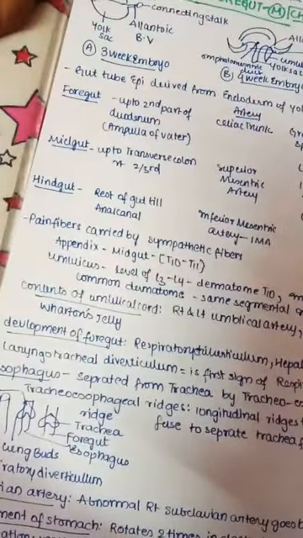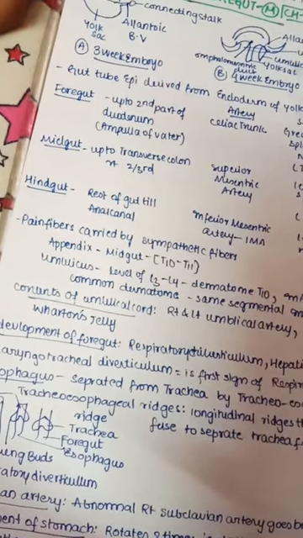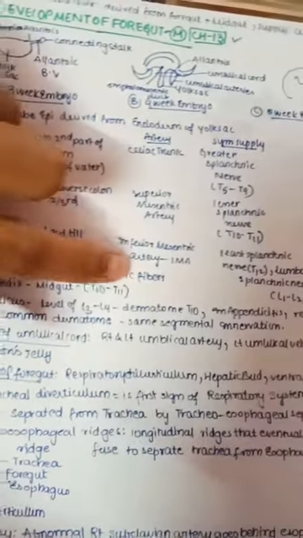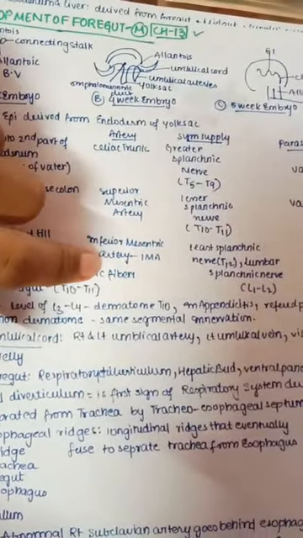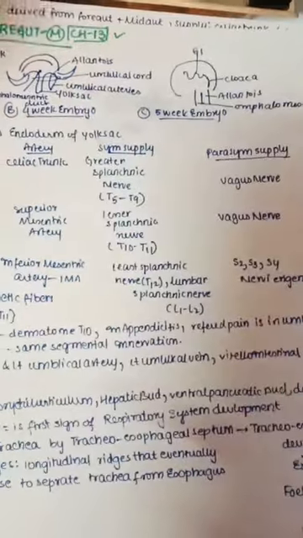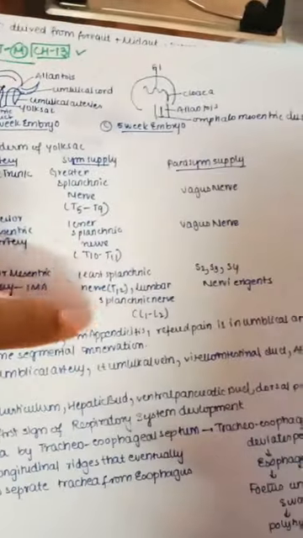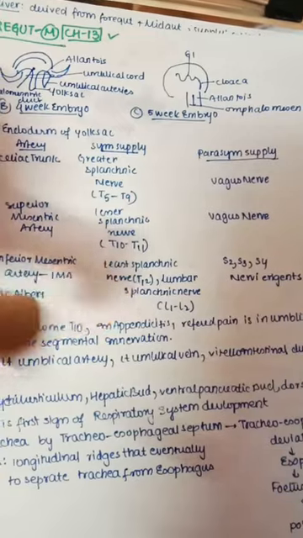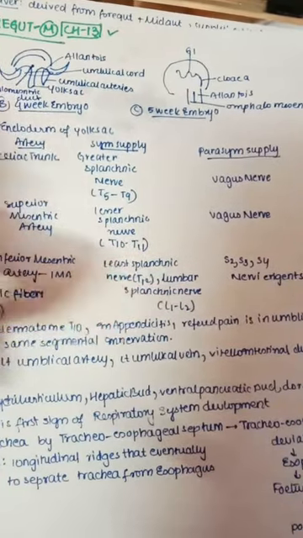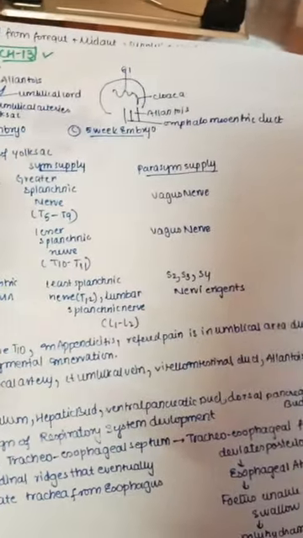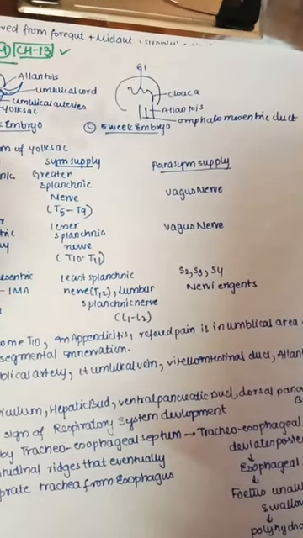Now the hindgut, the rest of the gut till the anal canal, is called the hindgut. It is supplied by the inferior mesenteric artery, and the sympathetic supply is by the least splanchnic nerve, that is T12, and also by the lumbar splanchnic nerves L1 and L2. And the parasympathetic supply is by S2, S3, S4, also called nervi erigentes.